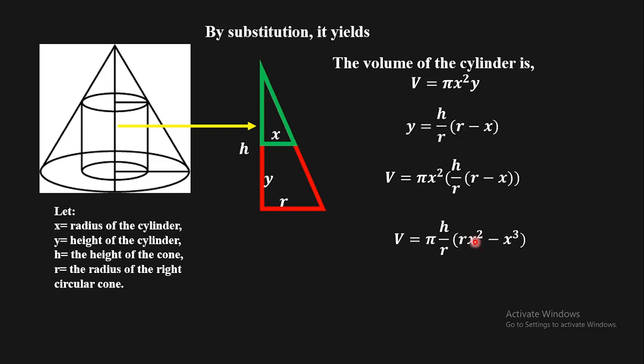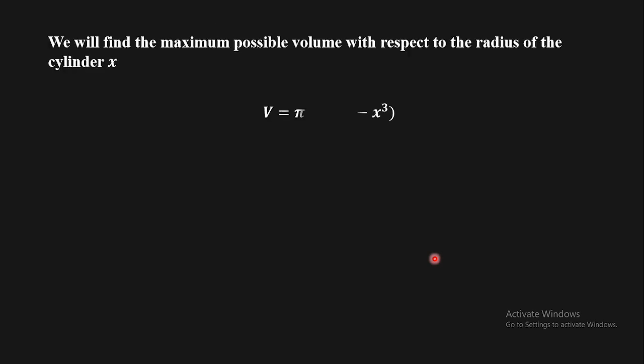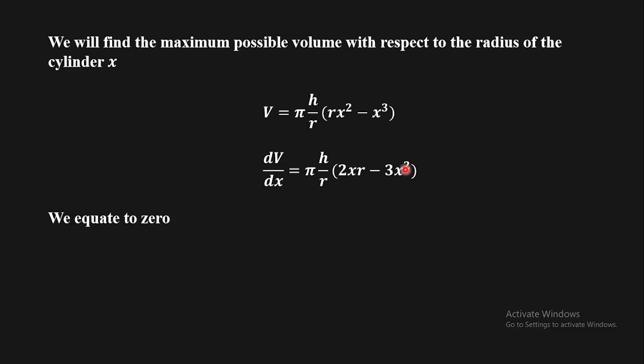So that means there's a comparison, a rate of change, which is constant, which later on will be dV all over dx must be equivalent to 0. So we differentiate with respect to x. From this equation we differentiate. We have dV all over dx is equivalent to pi times h all over r times the quantity of 2xr minus 3x to the power of 2. Now let's equate to 0.